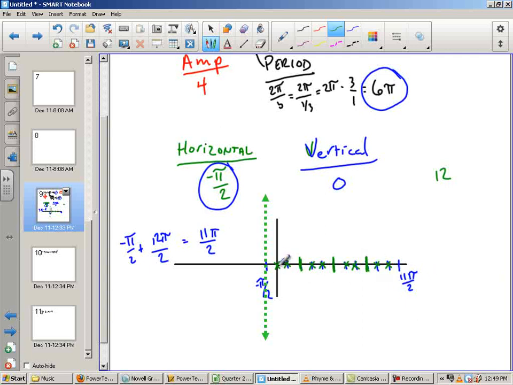Now I can go back and think, okay, well this is 1, 2, so this is pi. 3, 4, 5 pi over 2. 6, 7, 8 pi over 2. That's 4 pi. And then all the way out here, 7 or 8 would be 9, 10, and 11. Okay, so I could mark those in.